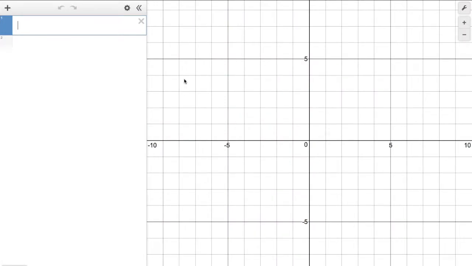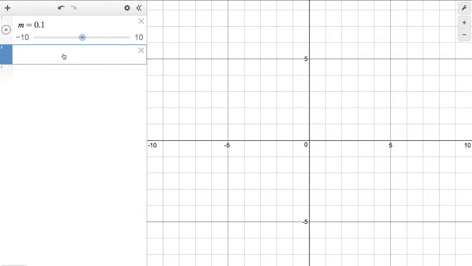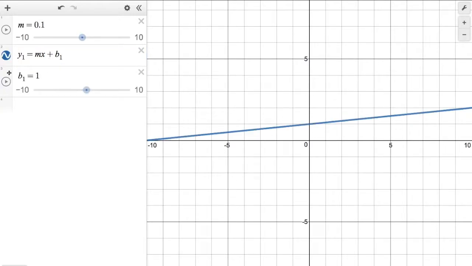All right, let's start off with parallel and perpendicular slopes. So let's start off with a slope and call it m and say that m is equal to 3. Click out of it and you get a slider. You can change it however you want. So let's first start off with one equation. We'll call this y1, and then let that be mx plus b1. And yeah, you can add a slider b if you want.